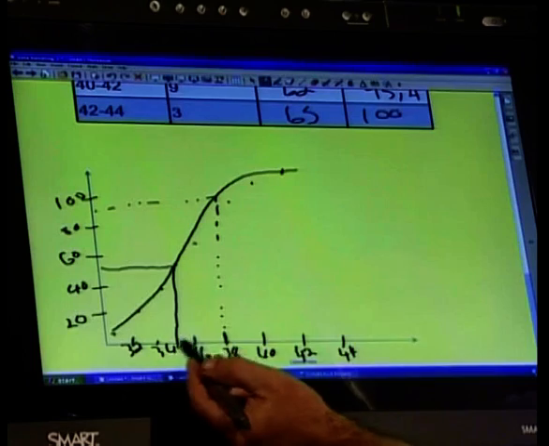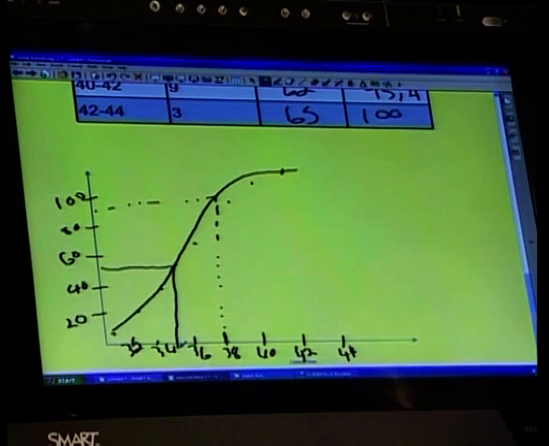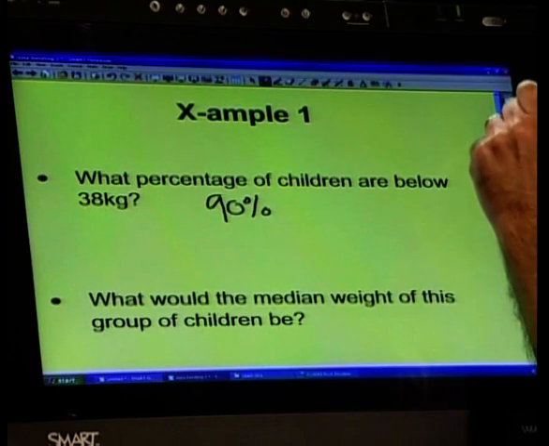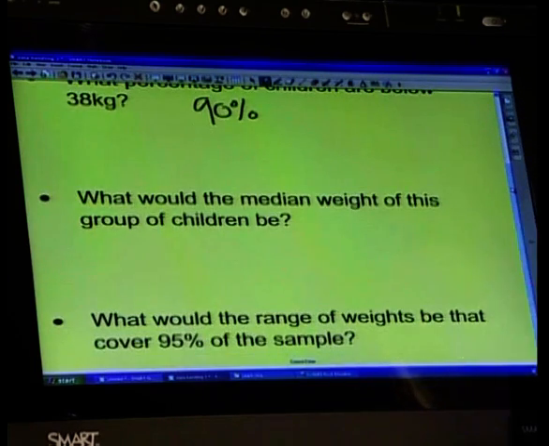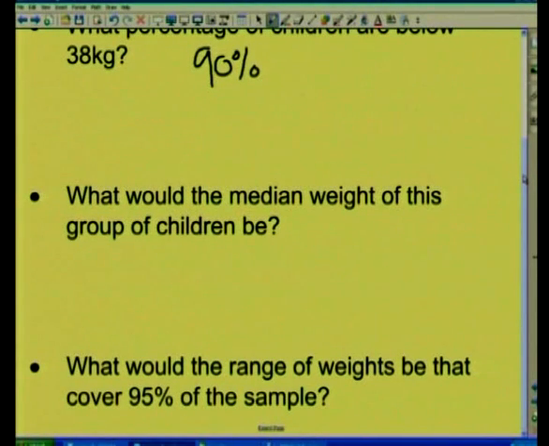You can see that it falls somewhere between 34 and 36. So let's make that 35 kilograms. So to answer this question, what would the median weight of this group of children be? The answer is 35 kilograms. Notice, I haven't used the table for this data. I've actually used the plot that I made from the table.